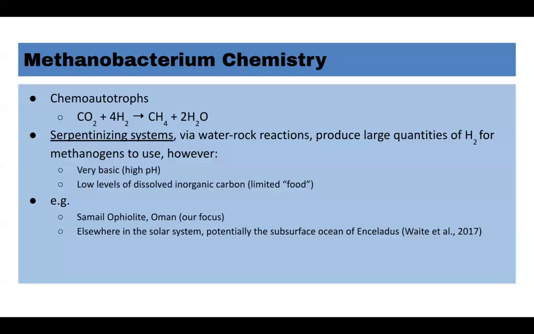So where are these systems found? First, in various places on Earth. The system I focused on this summer was the Samail ophiolite in Oman, and we believe on other bodies outside of Earth, such as Enceladus, the moon of Saturn.